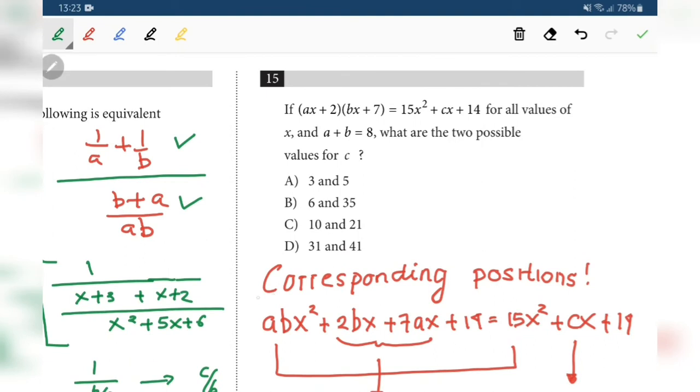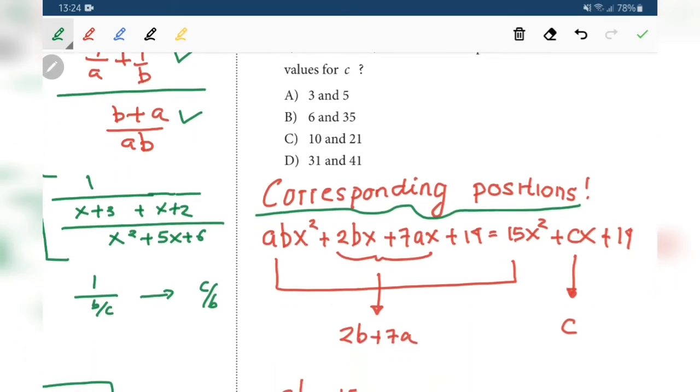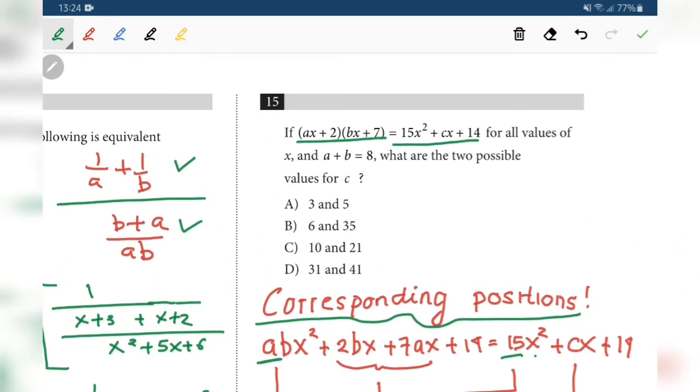Number 15, it's about the corresponding positions. After we expand, the left side becomes like this: ABx squared plus 2Bx and so on. And this is the right side. Of course, I put them on the right to make it less confusing and consistent. What does it mean by corresponding? AB with x squared equals 15. And then 2b plus 7a equals c. The question here is asking for the value of c.